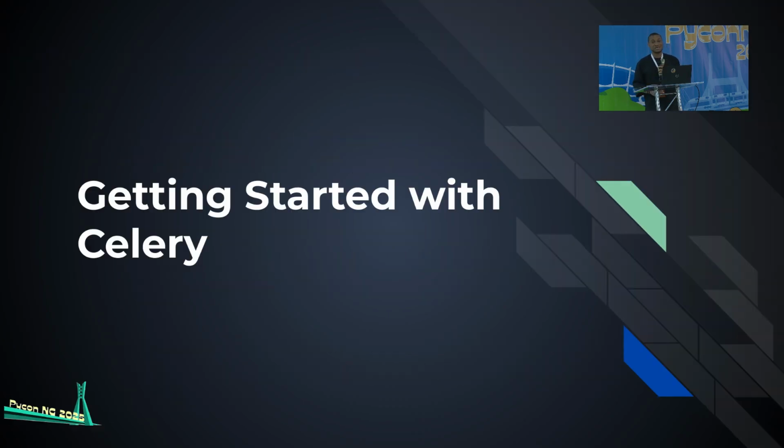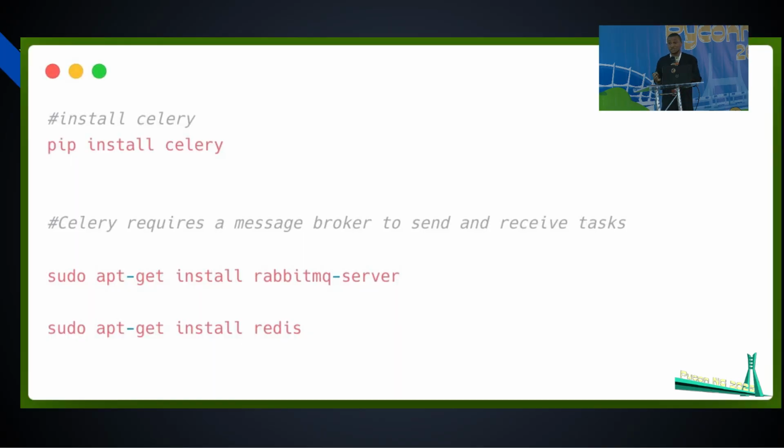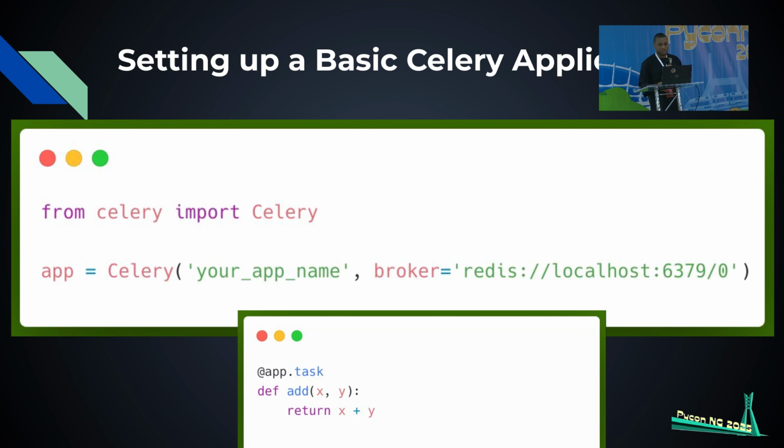So getting started with Celery is pretty straightforward. It's just the traditional way: you do your pip install, pip installs Celery, and then Celery is installed into your Django application. But then it requires a broker. You can either choose Redis or RabbitMQ. I usually use Redis. Redis is easy to set up. You can easily set up Redis and then you plug it into your Celery setup, and Celery will start working in your app. So you import Celery and then you pass in your app name.